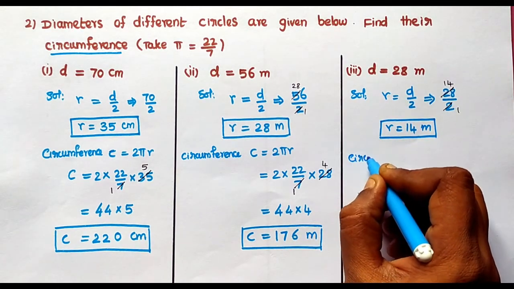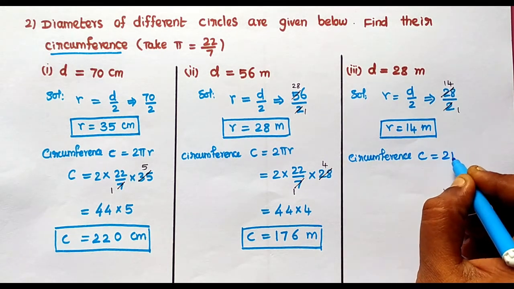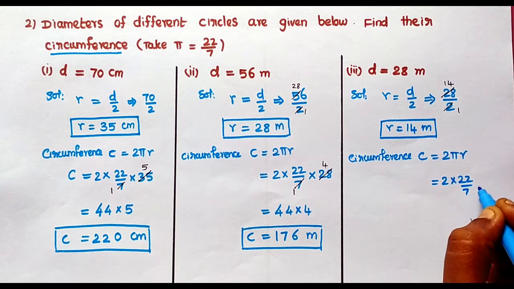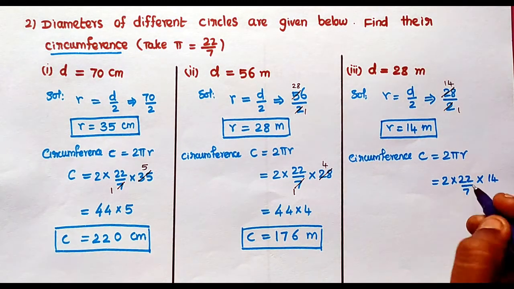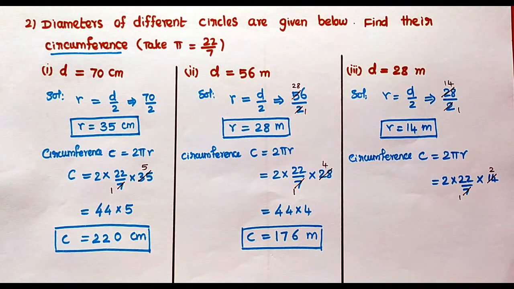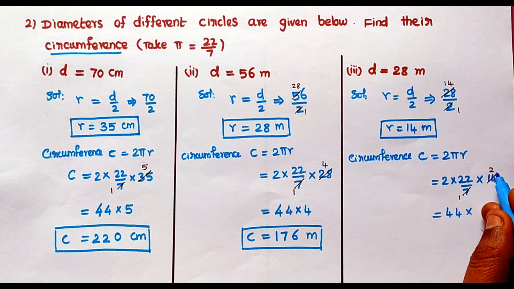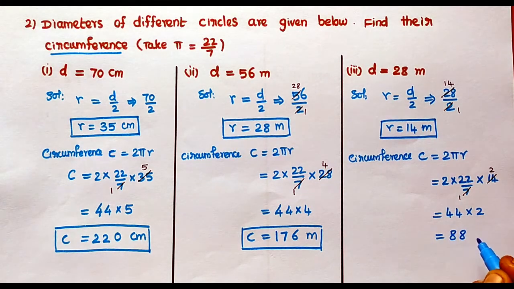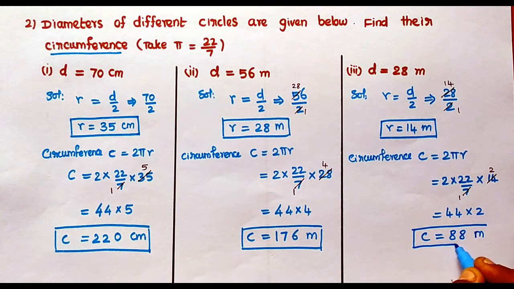Now circumference. C equal to 2 pi r. 2 into 22 by 7 into R is 14. Now cancel the number by the 7th table. 1 7 is 7, 2 7s are 14. So 2 into 22, 44, into 2. 4 2s are 8, 4 2s are 8. So 88 meter. That is the circumference. That is the answer.